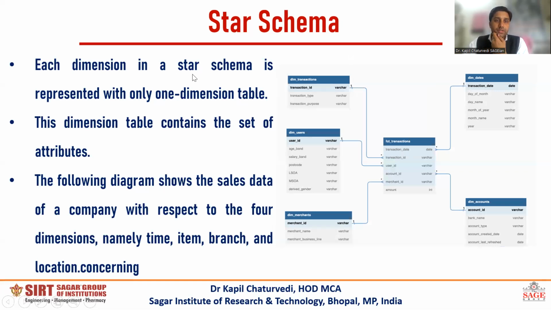Each dimension in a star schema is represented with only one dimension table. This dimension table contains the set of attributes. The following diagram shows the sales data of a company with respect to the four dimensions, namely time, item, branch, and location. So everything is very clear. I think there is no need to explain further because we already discussed these things.